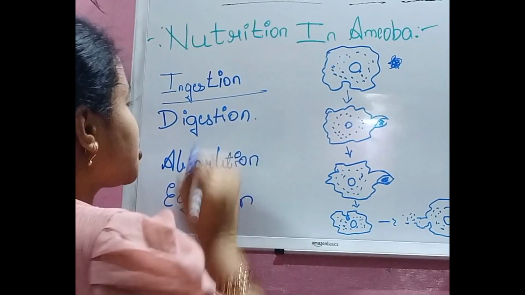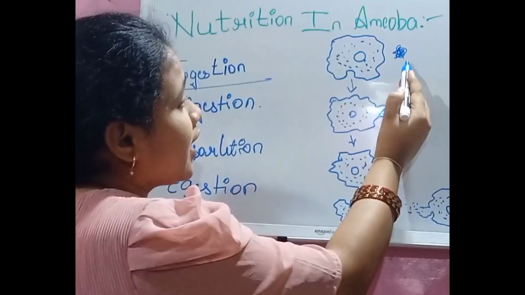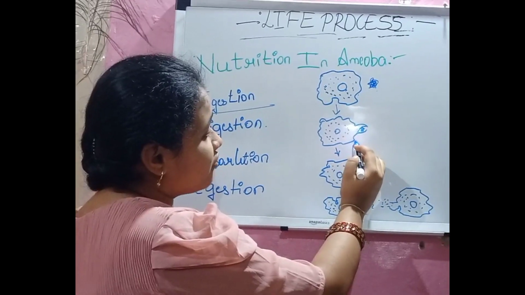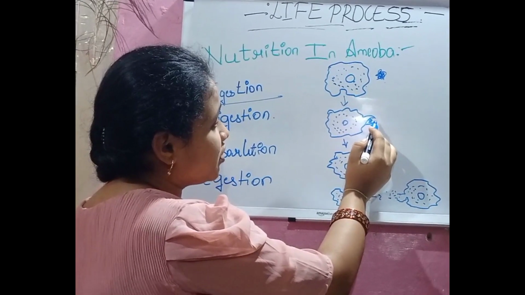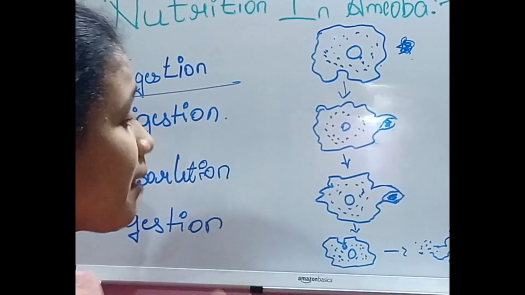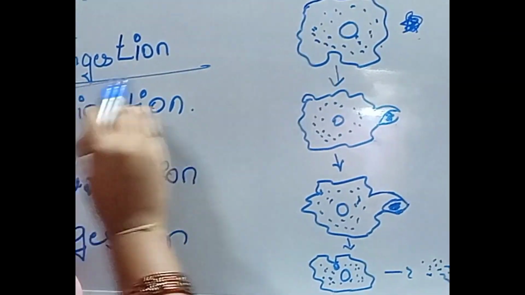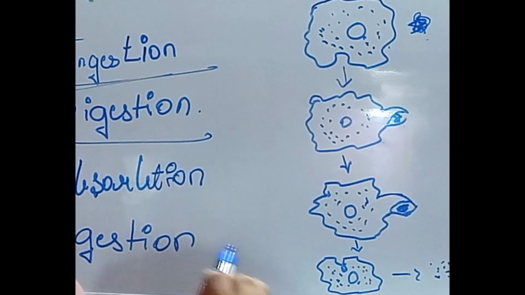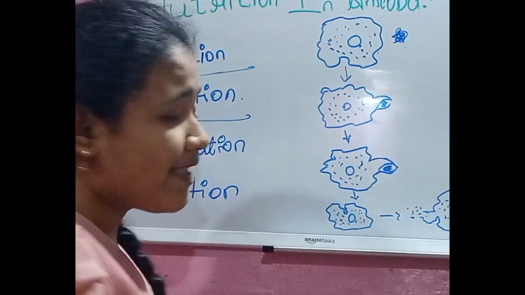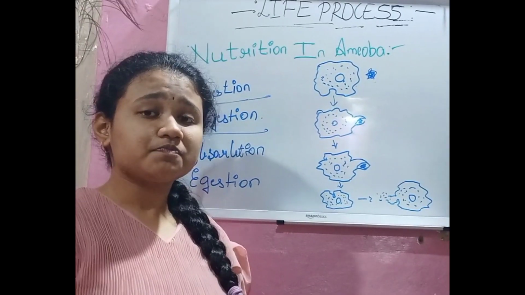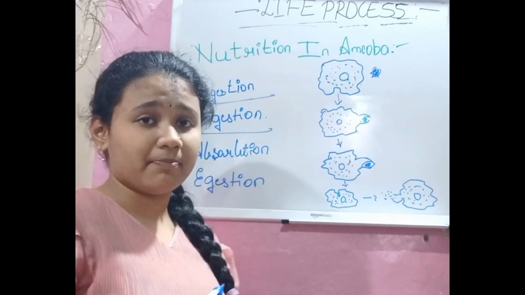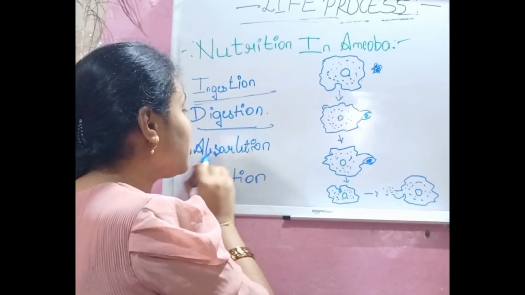First one, ingestion. When the food particle comes near to the amoeba, it forms a finger-like structure to enter the food particle into the amoeba. This is known as ingestion. Next one, digestion. When the food particles enter into the amoeba, the amoeba starts to process or digest the food. This is known as digestion.